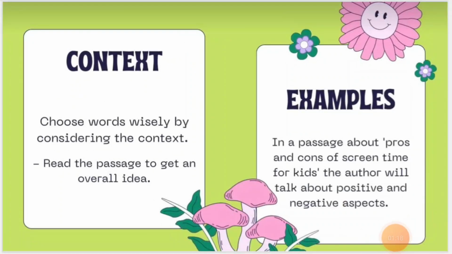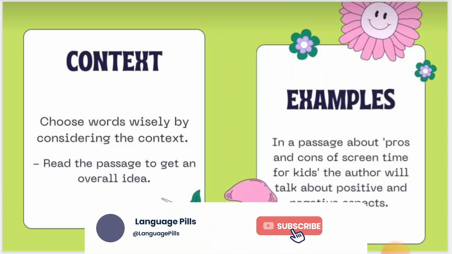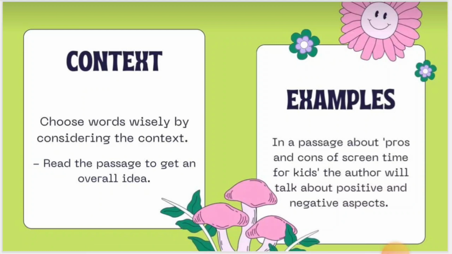So one thing to remember, the knowledge of context is very important, even more than grammar, because in exams like PTE, sometimes it is a negative aspect of the sentence, sometimes it is a positive aspect of the sentence. You need to go through the aspects. So first of all, what you need to do is read the passage to get an overall idea. When you know the overall idea, then you can actually use the best words that can fit the blanks.